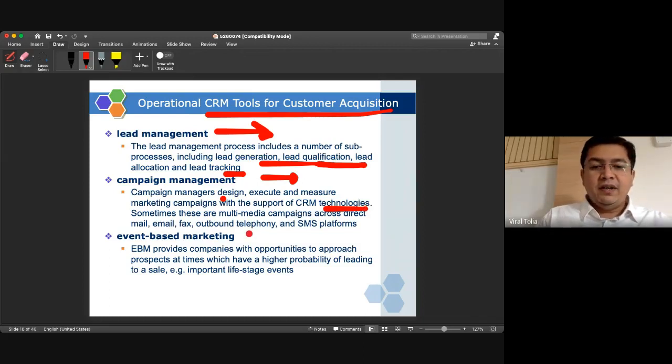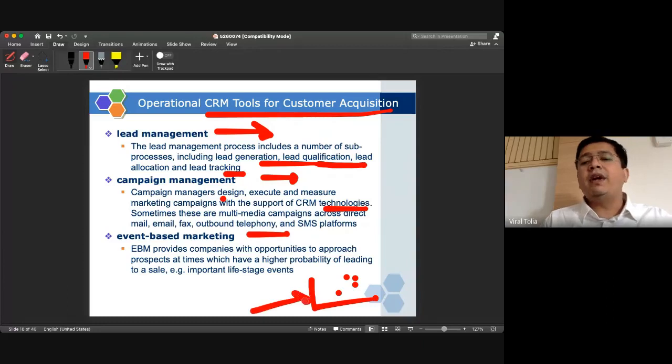The other is event based marketing. EBM provides companies with opportunities to approach prospects at times which have a higher probability of leading to sales, that is, important life stages or events. There is a life cycle, and within that life cycle there is a design and operational part, or the categories of the product life cycle, where in different areas from the business point of view, companies look at the opportunities and target you accordingly.